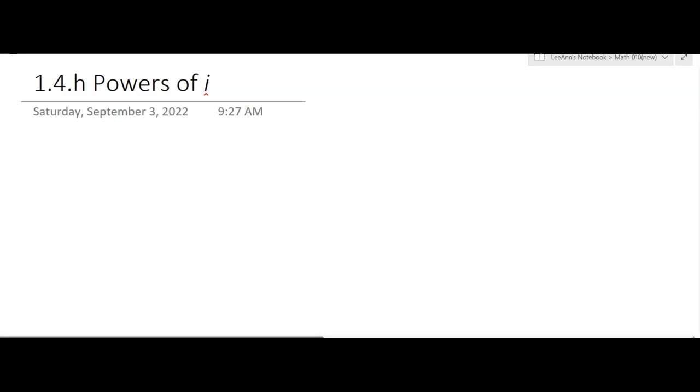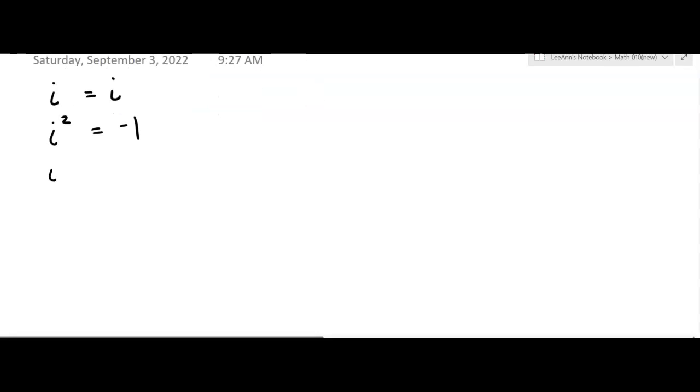Okay, so now we're going to talk about powers of i. First of all, i is i. Sometimes students forget that. i represents the square root of -1, and you can't simplify it. It's just i. But i squared, that is -1. So what do you think i cubed is?